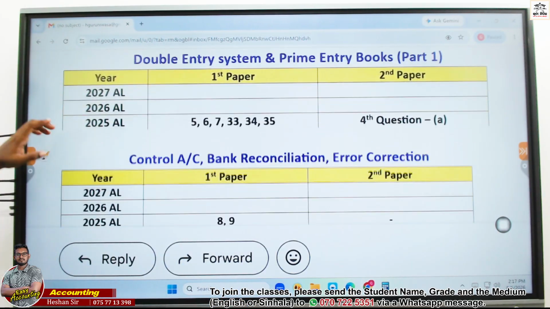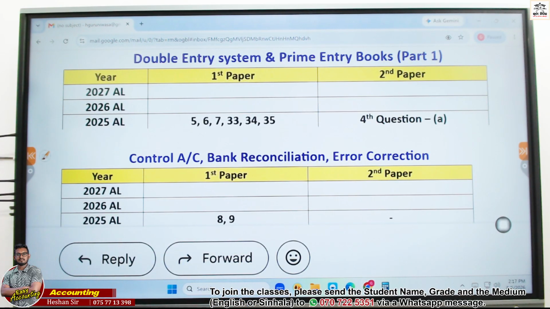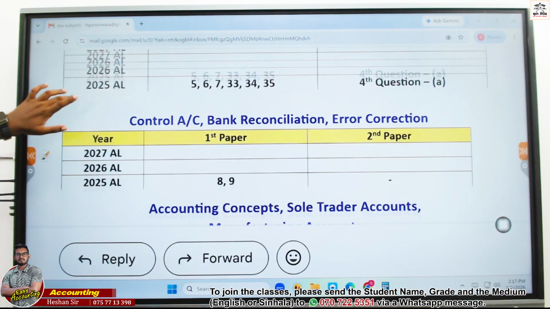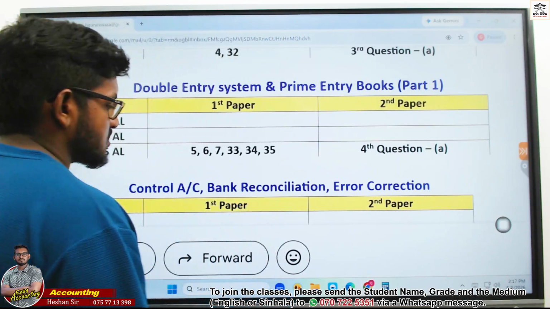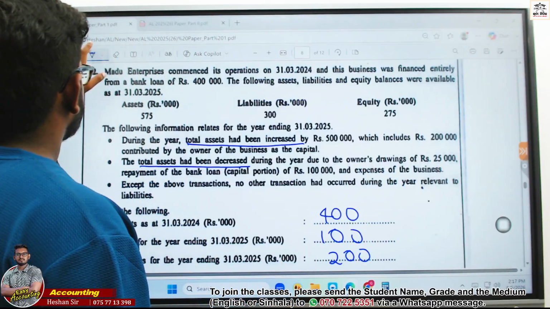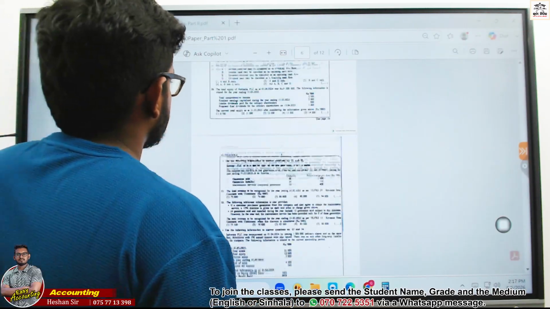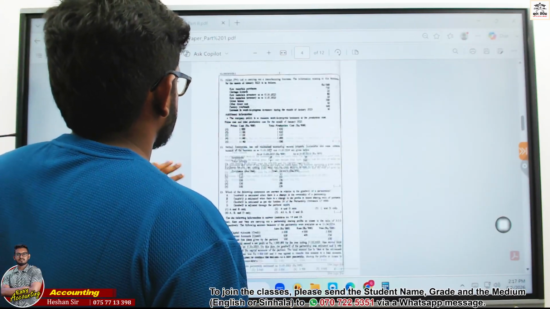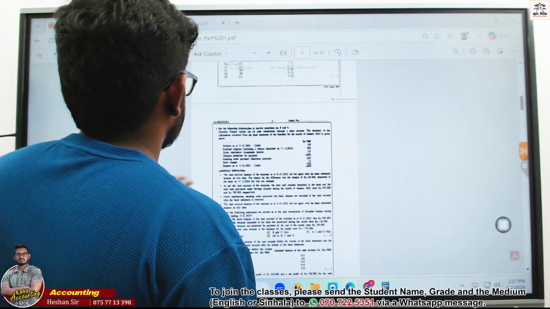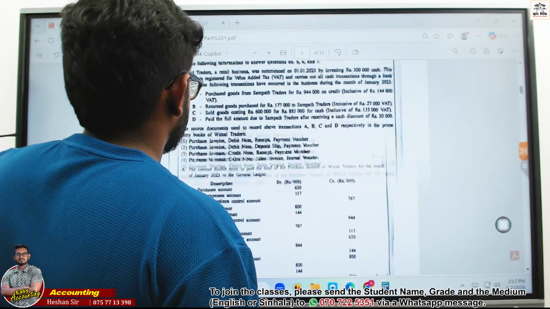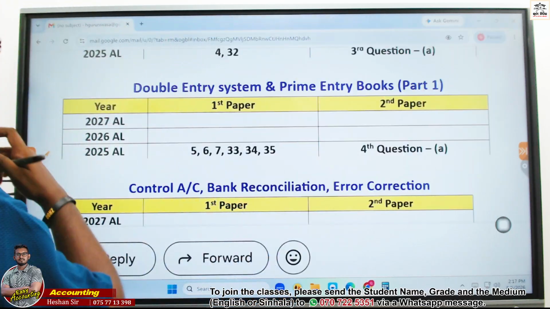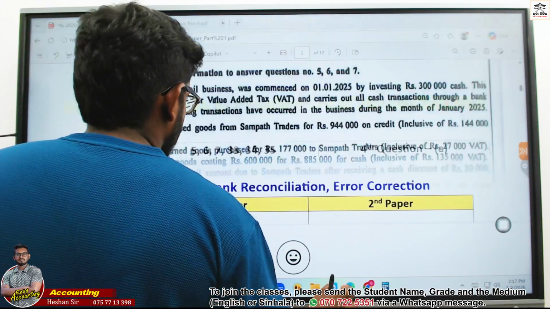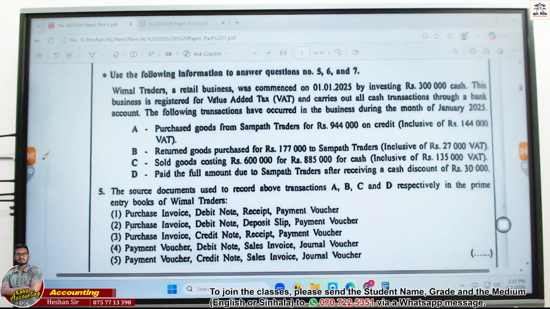Right. Next, double entry system and prime entry books. Next session is double entry system and prime entry books. Let's do 5, 6, 7. Do it. 5, 6, 7. First, double entry system and prime entry books.